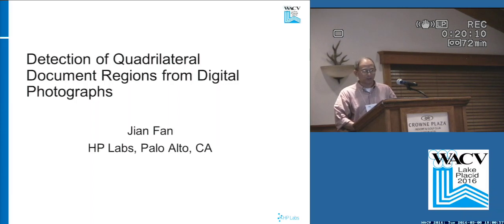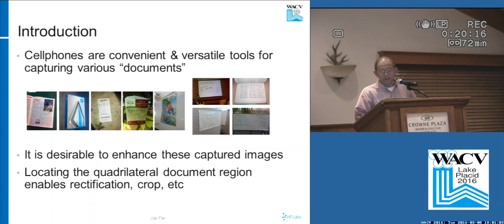This work is about detection of quadrilateral document regions from digital photographs. Nowadays, everyone has a cell phone, and cell phone cameras are getting better and better. So obviously, we can use a cell phone camera to capture various documents, not only paper documents, but even screen presentations like this one, and whiteboards and so on.